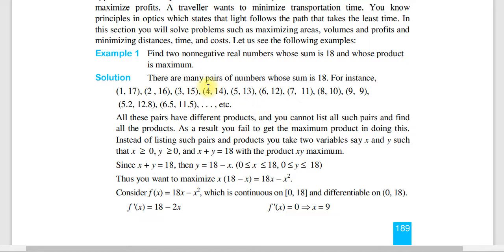እንግዲህ የተሰጠን ጥያቄ ምንድን ነው የሚለው? ሁለት ኔጋቲቭ ያልሆኑ ሪል ነምበሮች ናቸው የተሰጡት፣ ሳሚያቸው 18 ግን ፕሮዳክታቸው ማክሲመም የሆነ ሁለት ሪል ነምበር ፈልጉ የተባለው ማለት ነው። Instead of listing such pairs and products, you take two variables x and y such that x greater than or equal to 0 and y greater than or equal to 0, because ሁለቱም ኔጋቲቭ ያልሆኑ ነምበሮች ስለተባሉ, and x plus y is equal to 18 with a product xy maximum. Since x plus y is equal to 18, then y is equal to 18 minus x.